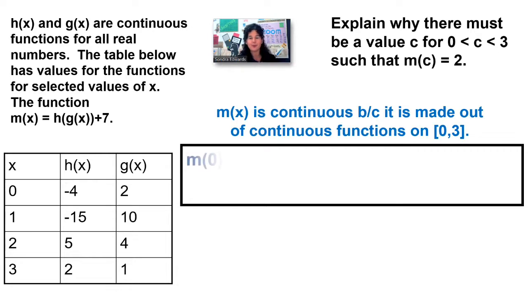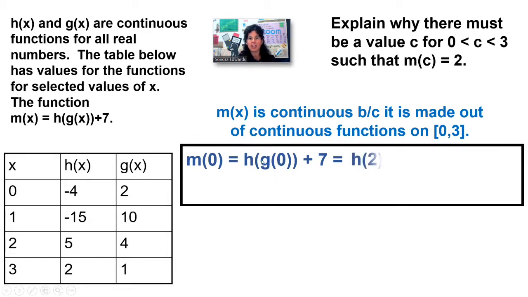We're going to substitute in the x's on the endpoints, so 0 and ultimately 3. So I substituted in 0, coming over here, m of 0 equals h of g of 0 plus 7. When I want to evaluate this, I'm going to figure out what's inside first. So I want to find the answer to g of 0. I can come over here to the table. When x equals 0, the answer to the g function is 2. So g of 0 is 2.